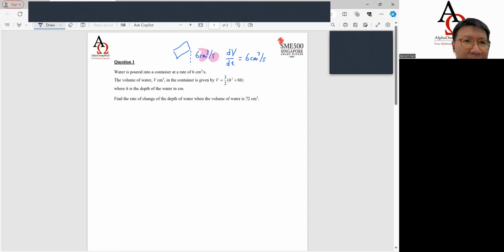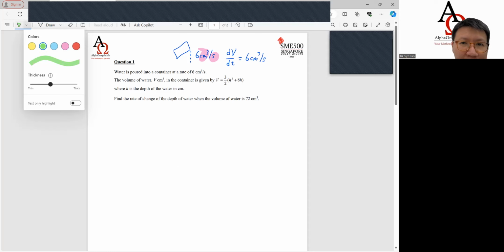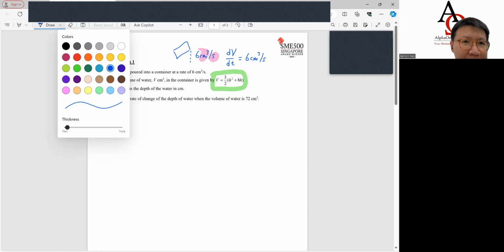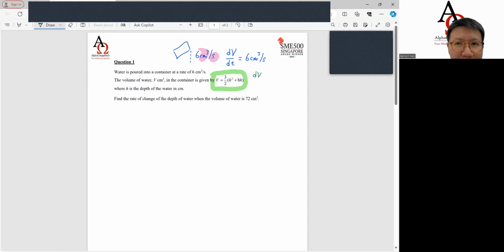Next, we are also given the volume function of the equation over here. What we can do is differentiate this volume function with respect to h, and that will give us dV over dh. Let's do that very quickly. It would be useful to expand the brackets first to obtain 3 over 2 h squared plus 8h times 3 over 2, which will give us a value of 12h.